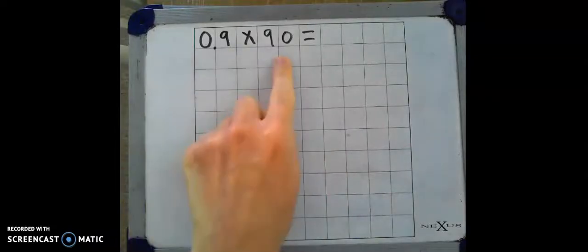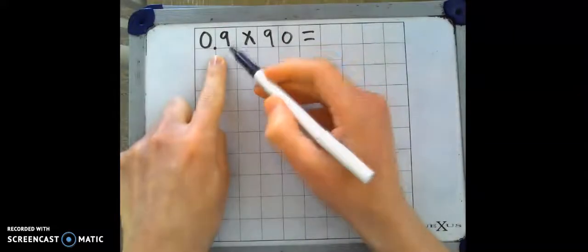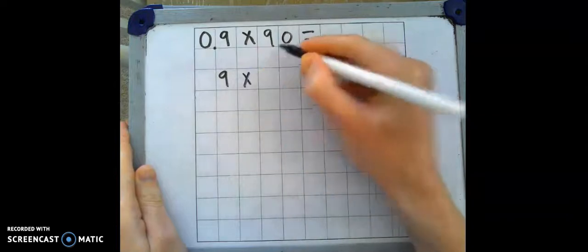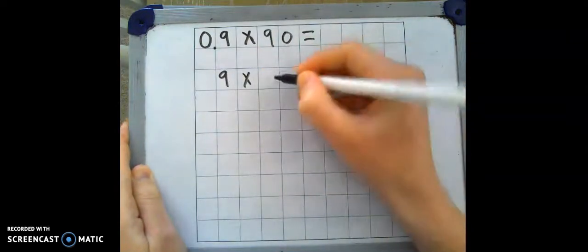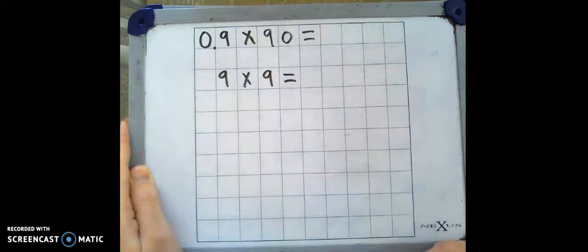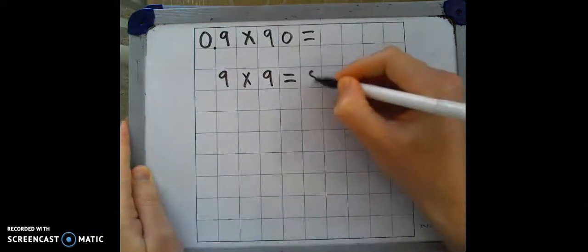Here's another example. This time we've got 0.9 times 90. Let's use that same method, 10 times bigger, 10 times smaller. 10 times greater than 0.9 is 9. 10 times smaller than 90 is 9. 9 times 9, 81.